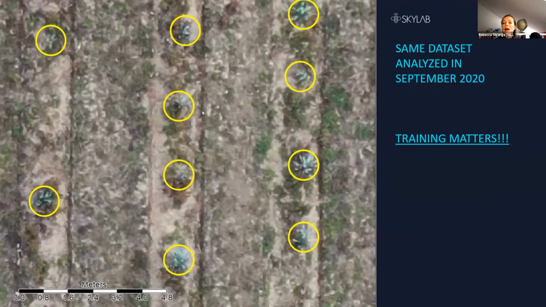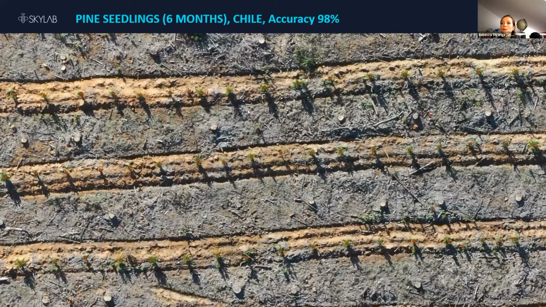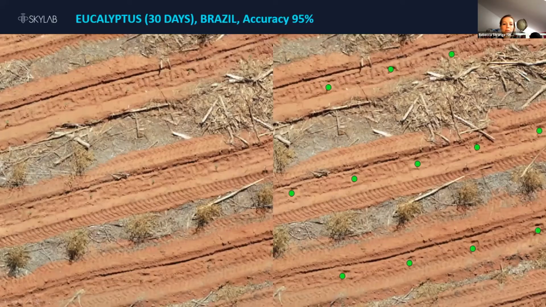It's really crucial. And I'm just going to show you a few snapshots from projects around the world to show you what they look like and what accuracies you can expect to get. So this is obviously like an ideal project. The ground is really clean, the seedlings are visible, and they're planted in nice straight rows. So in projects like that, you would expect to get 97, 98% accuracy in your counting. Another similar example, this is pine seedlings at 6 months in Chile. Again, nice straight rows, nice clean ground, and the accuracy there was about 98%.